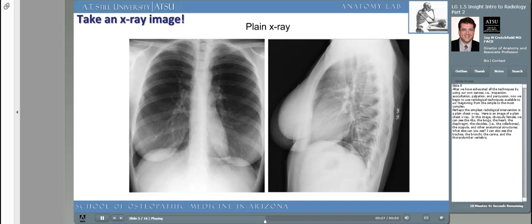In this chest x-ray, the patient, obviously female, we can see ribs, lungs, heart, diaphragm, the clavicles, i.e. the collarbones, the scapula, and other anatomical structures. What else can you see? I can see the trachea, bronchi, the carina, and the thoracolumbar vertebra. If you don't recognize any of these terms that I've just mentioned, break open your anatomy atlas and take a look.